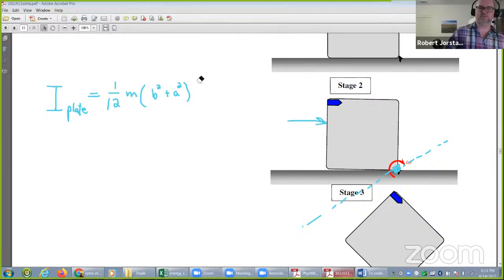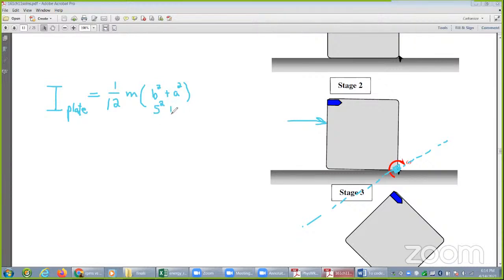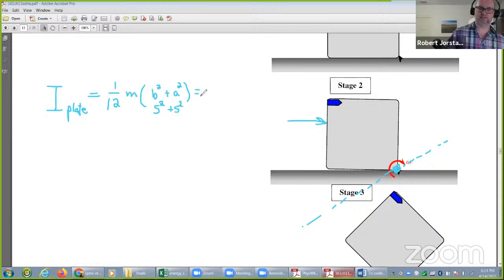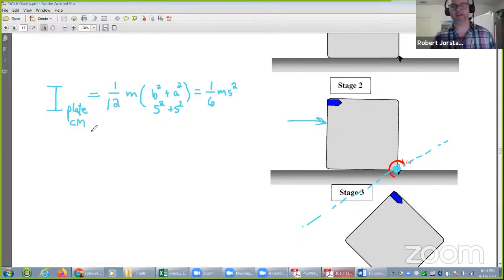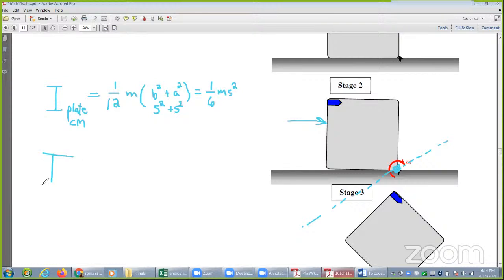Right. So do we know the moment of inertia of this plate then? Yes. That's not it though. s squared. When I do all this, don't I get just 1/6? Do you agree with that? But that's not the moment of inertia of the plate in this problem. Why? Because it's not in the center. Yeah, so that's the moment of inertia of the plate about its center of mass. So we need to use the parallel axis theorem.